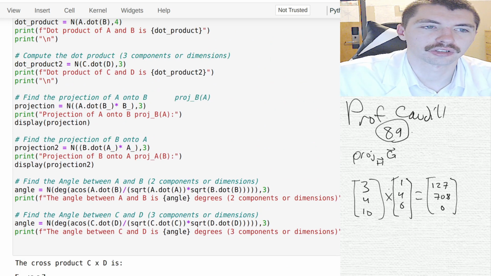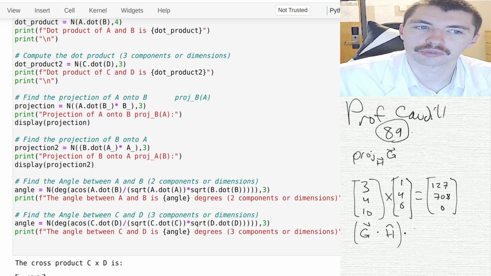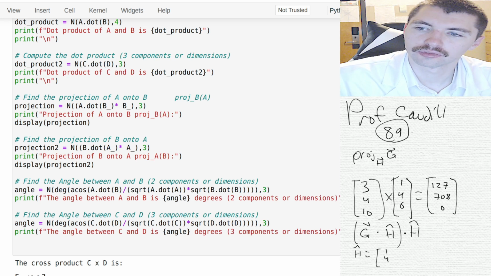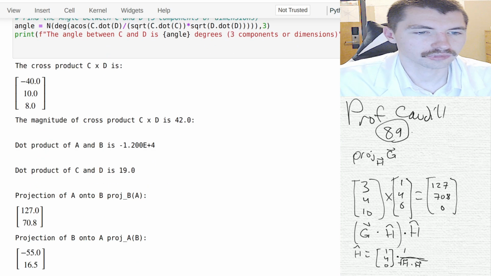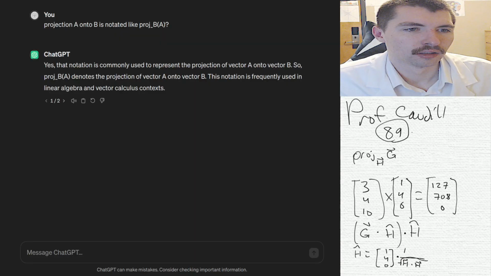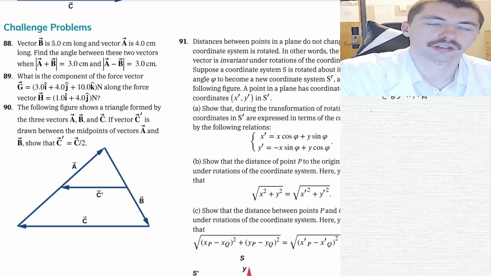So how did we find this? We took G dot H, times H hat, where H hat equals 1, 4, 0, so the original H times 1 over the magnitude of H, so that's H over the square root of H dot H. So it's going to be 1 plus 16, 17. I think that's how you would get that. All right. 90.